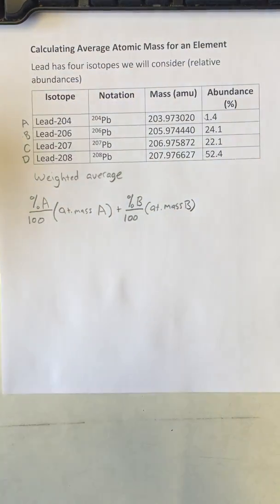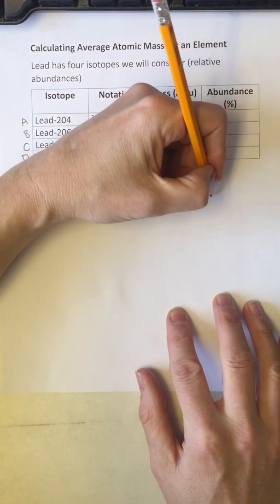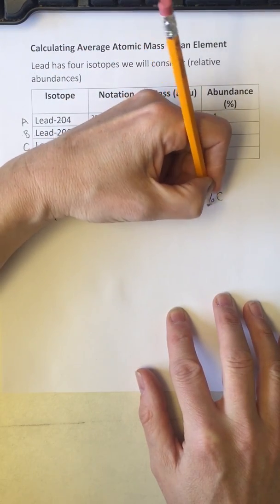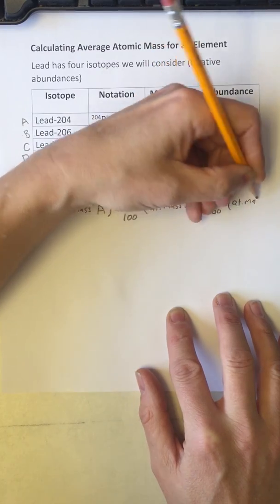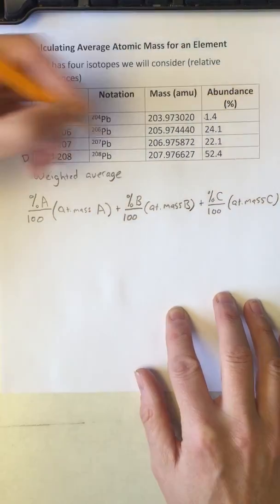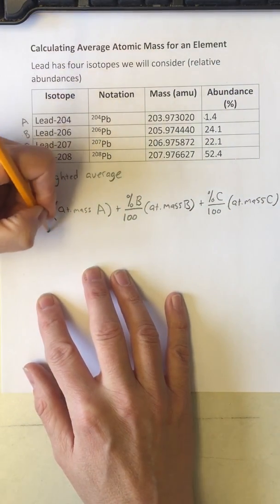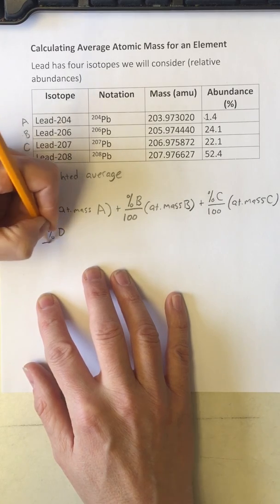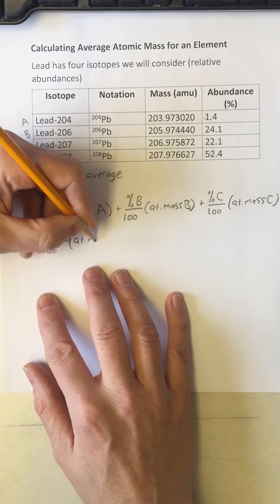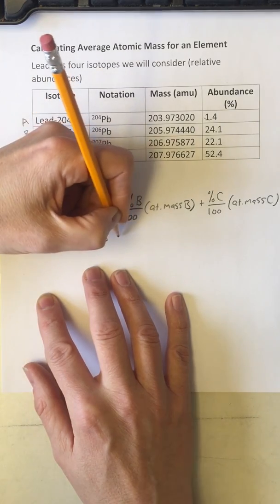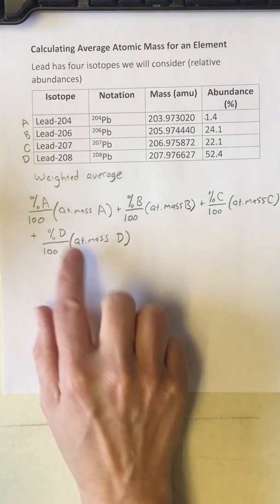Okay? And you keep on going until you run out of isotopes. So the third isotope is isotope C, so percent C over 100 times the atomic mass of C. And there's one more here, so let's add that down here, plus the percent of isotope D over 100 times the atomic mass of isotope D. Okay. Now this is the weighted average.